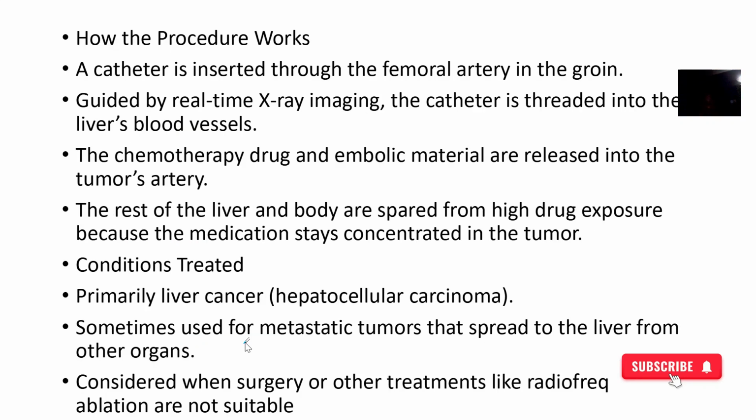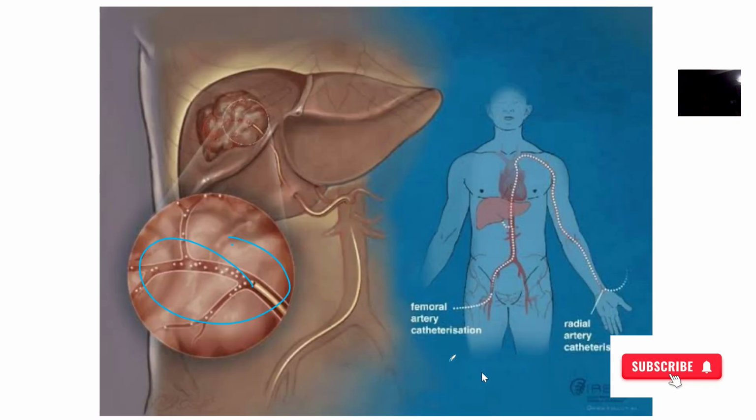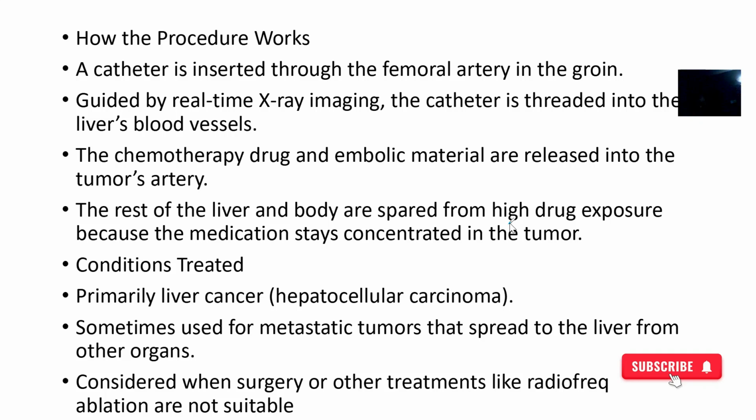You understand? So how is it done? So you can see this one. The catheter was passed right here at the thigh, right into wherever. You understand? So you can use the femoral artery, you can use the radial artery. Okay. So, well, it depends on where the tumor is at, you know. So a catheter is inserted through the femoral artery most times. That's the preferred site. So you are using real-time x-rays to guide your movement so that you don't injure structures there. So a chemotherapy drug or an embolic material is now released into the tumor's artery.